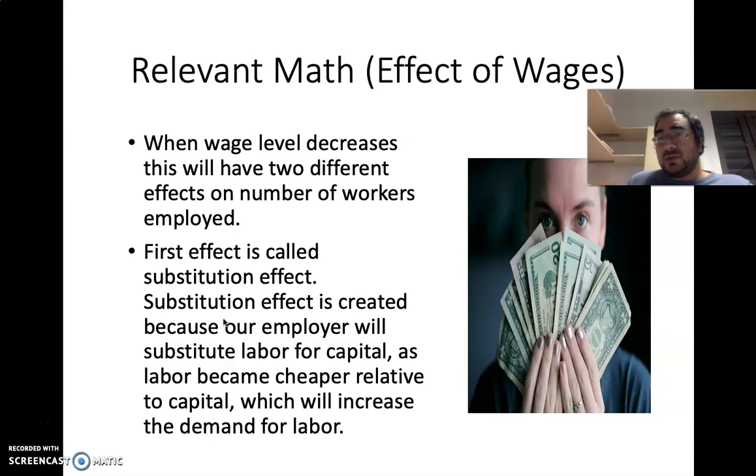If the price of capital falls down, of course this is not discussed in your book, but you can just look at it for fun. If the price of capital falls down, because of the substitution effect, this will increase the amount of capital that is bought and decrease the amount of labor that is bought. But because of the scale effect, it will increase the amount of labor that is being bought and also increase the amount of capital being bought. So the amount of capital bought will certainly increase, but whether the amount of labor being bought will increase or not is ambiguous.